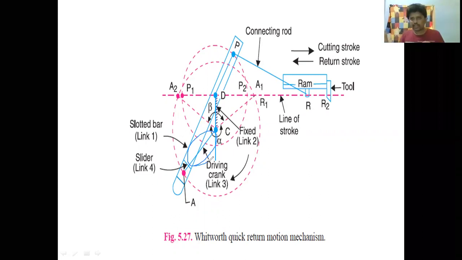And when it comes back, the tool is moving in the opposite direction. In the forward motion, it is a cutting stroke. In the opposite, it is a return stroke. That is what is happening here. If you see, there are some points here to be noted. It means this A is connecting at A2. That means it is a crank position meeting the axis. And again, if it is coming back, this A2 is our crank position.